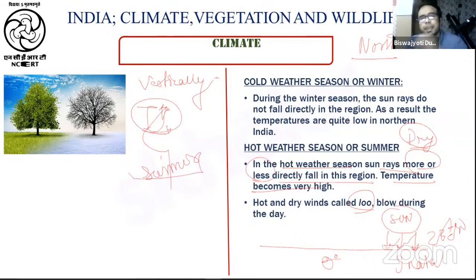Then in the summer season, as the sun shifts towards the Tropic of Cancer, it falls vertically on the landmass of India, and therefore the temperature starts to rise, and we will have the summer season.